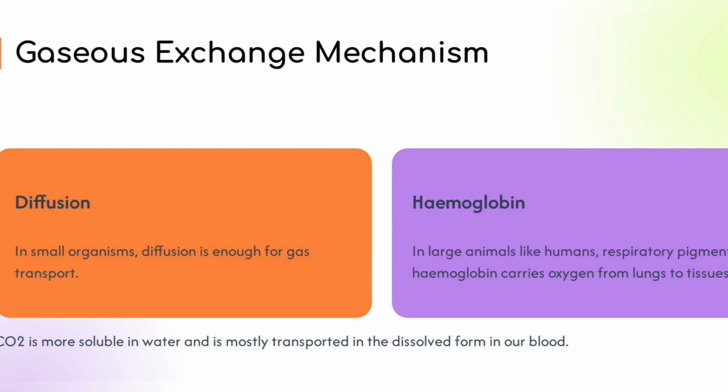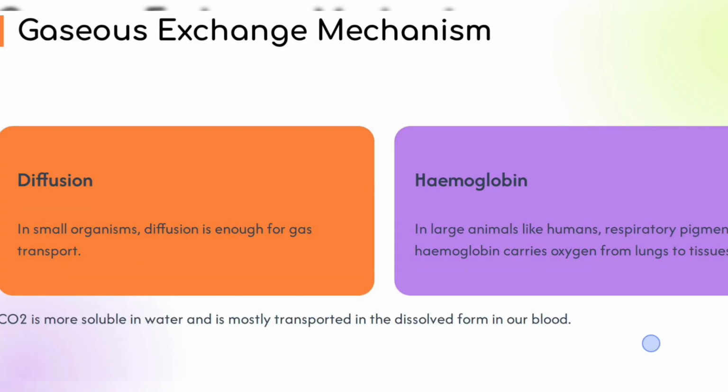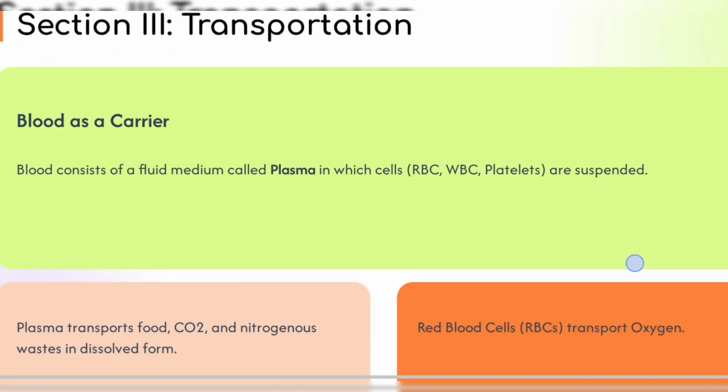Carbon dioxide is more soluble in water, so most of it is transported in dissolved form in the blood plasma. This efficient transport system ensures that every cell gets oxygen and waste CO2 is removed quickly. Next we will study transportation.